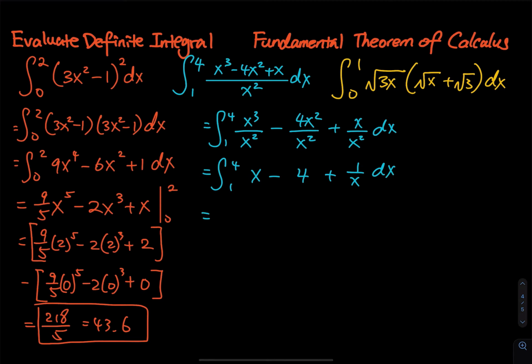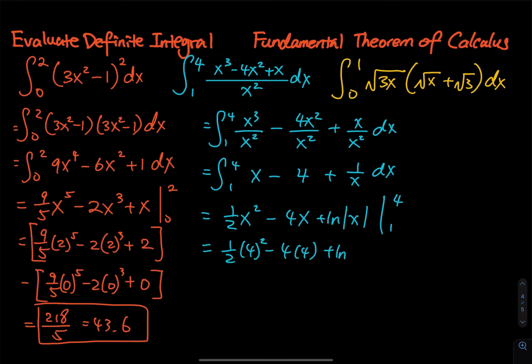Now we integrate. So this is x squared over 2, minus 4x, and then the last one is the integral of 1 over x, that is ln of the absolute value of x, such that x goes from 1 to 4. Fundamental theorem of calculus, upper minus lower. So you have 1/2 times 4 squared minus 4 times 4, plus ln 4. I will just use a parenthesis, so this is the upper limit, and then you subtract the lower limit, so minus (1/2 times 1 squared minus 4 times 1, and then plus ln 1).